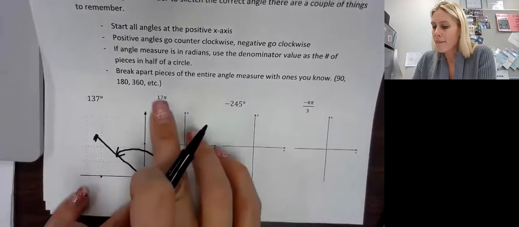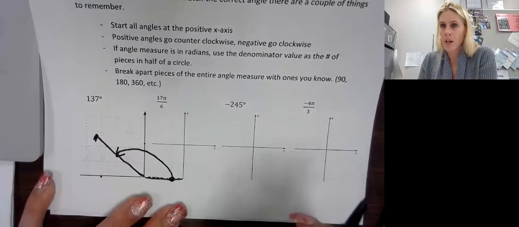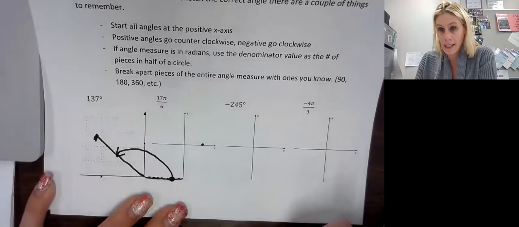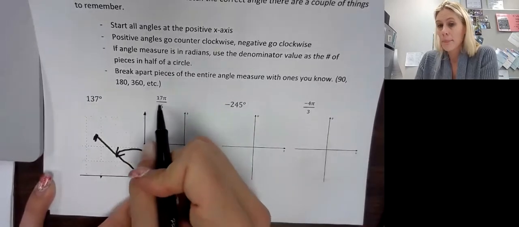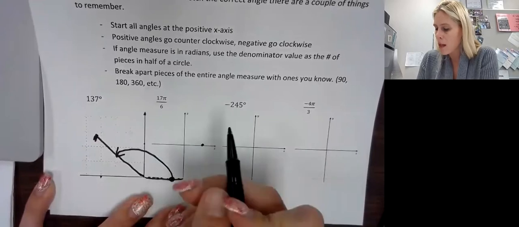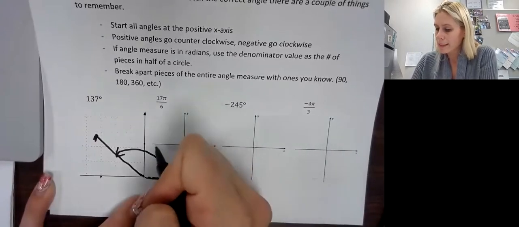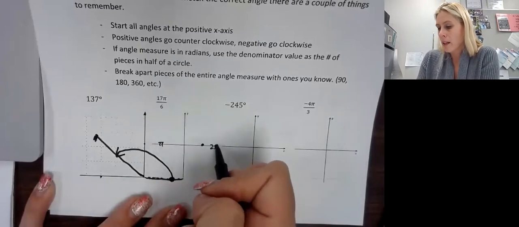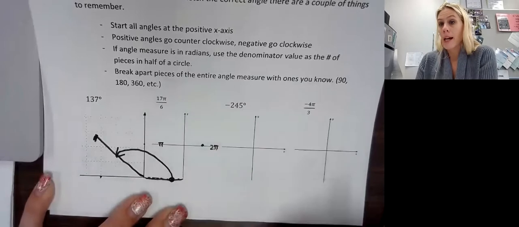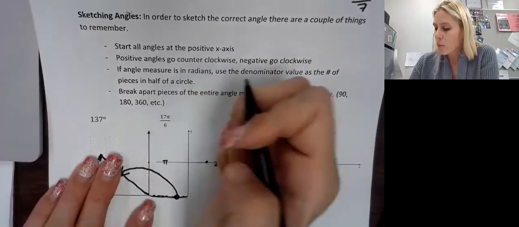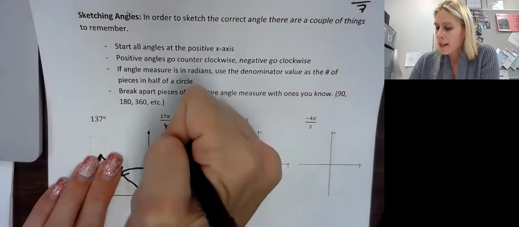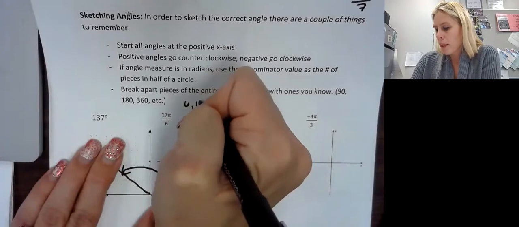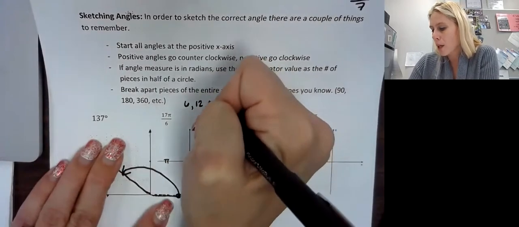All right, 17 pi over 6. One thing I want you to keep in mind is, remember, we're starting on the x-axis, the positive x-axis. It's positive, so we're going counterclockwise. What I also want you to keep in mind is that this is pi, and when we reach back around, this is 2 pi, 3 pi, 4 pi, so on and so forth. So the first thing I want you to realize is that 6, right? 6 would be 1 pi, 12 would be 2 pi, 3 pi would be 18.